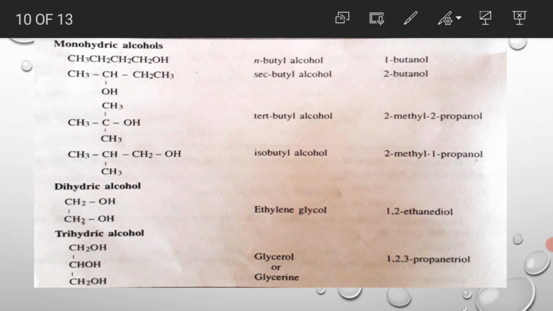Similarly, we have trihydric alcohols, that is glycerol or glycerine. Here the carbon atoms are 3 and all of them are attached with hydroxyl groups, so 1, 2, 3, that is the number of 3 carbon atoms, so prop. The an is because carbon-carbon is bonded with a single bond. So propane, tri means 3. Here is the 3 ol group, that is the hydroxyl group.